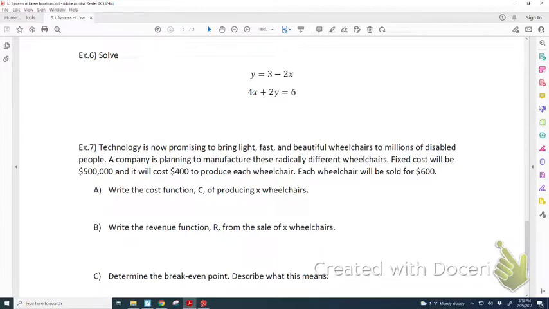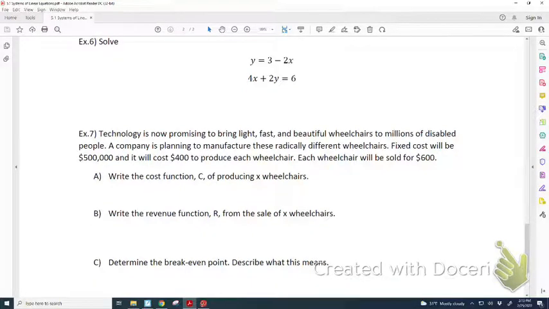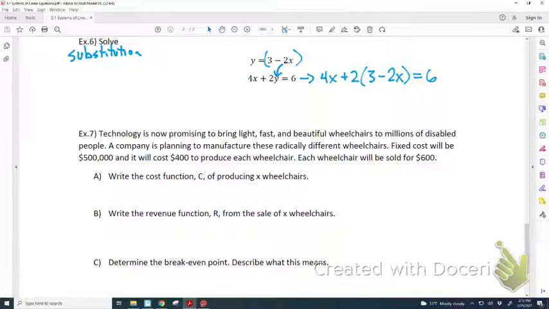On number 6, this one looks like it's ready for substitution because it's all set equal to y on the first equation. And I can plug in 3 minus 2x into y. So let's do that. Copy down 4x plus 2, and then substitute in that y from above it, 3 minus 2x. Do a little bit of simplifying. Distribute that 2.